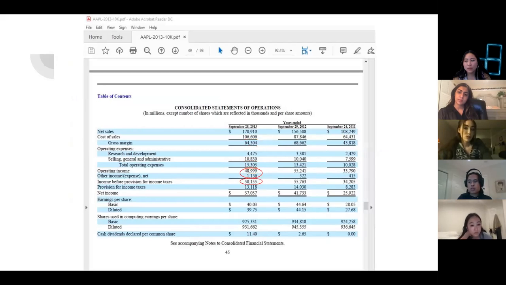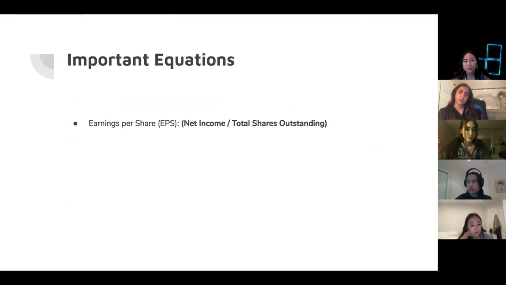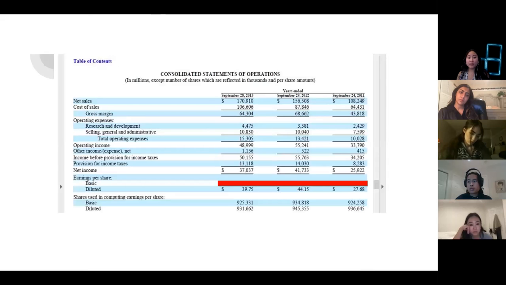And then for an important equation, next slide, one more. The important equation is earnings per share, which is calculated by doing net income divided by total shares outstanding. Here, if you go to the next slide, you will see we have net income, and below it, we have basic shares outstanding.